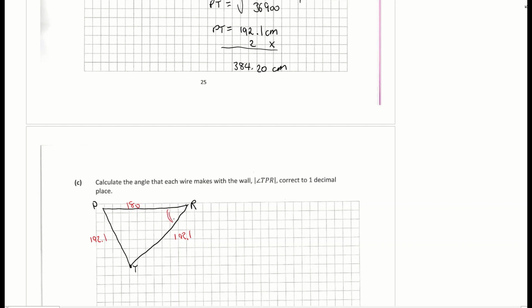Now, because we have two sides the same, we know that these two angles are equal because it's an isosceles triangle. So what are we trying to find here now? The question is asking us to find the angle TPR. TPR is this angle in here.